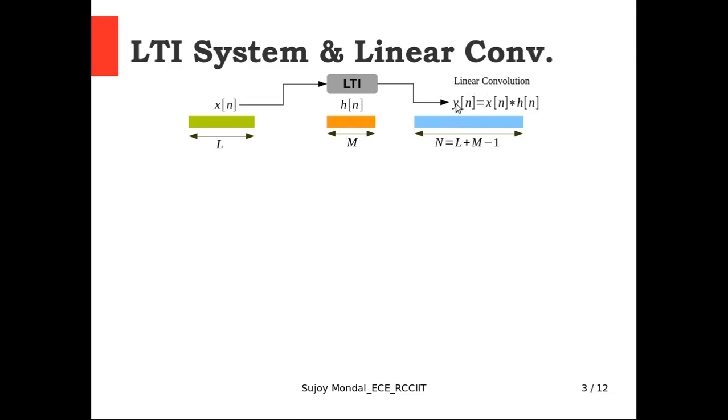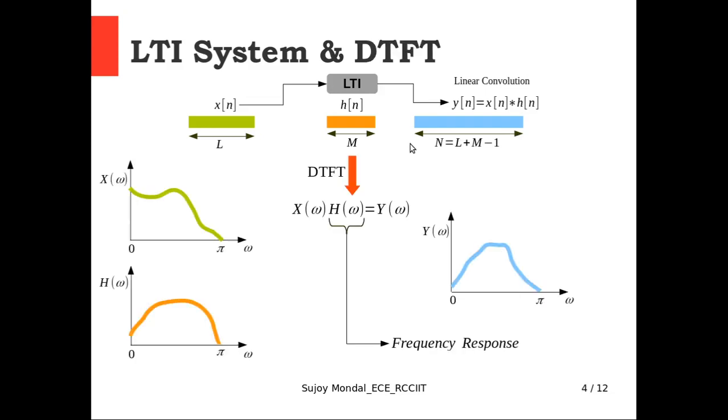y[n] is the system output, which is computed through a linear convolution process, where the output sequence length is equal to the sum of the sequence lengths of both inputs of the linear convolution minus 1. So if the input signal length is 4 and the impulse response length is 3, the output signal length would be 4 plus 3 minus 1, that is 6.